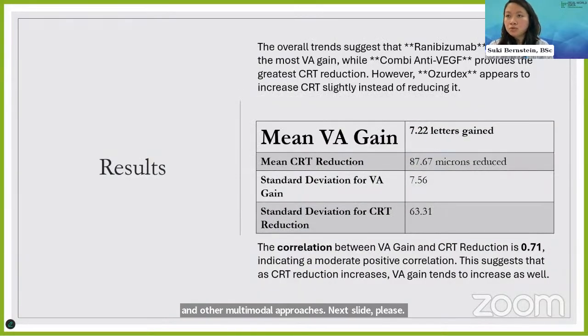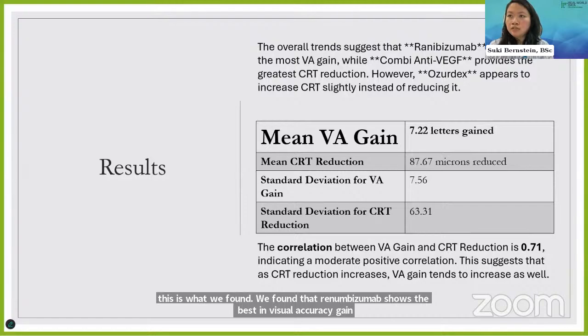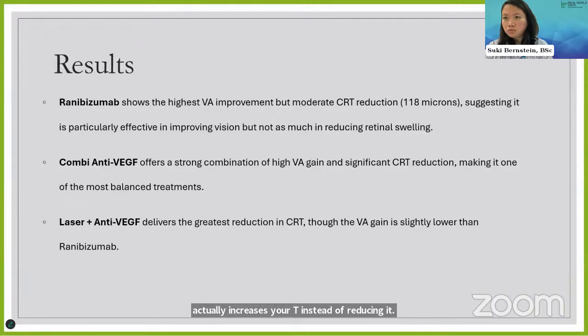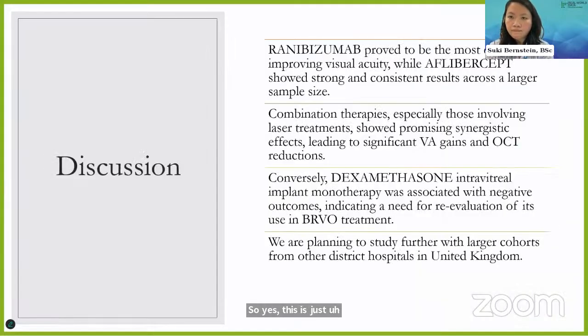And this is what we found. We found that ranibizumab shows the best in visual acuity gain, while combi anti-VEGF provides the greatest CRT reduction. Interestingly, though, we found that Ozurdex actually increases CRT instead of reducing it. Next slide, please. So yes, this is just saying what I was just mentioning just now. Next slide, please.